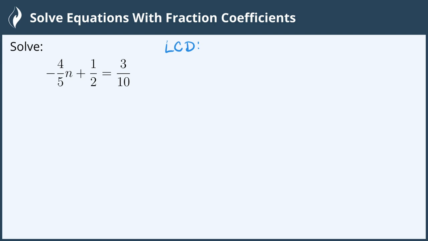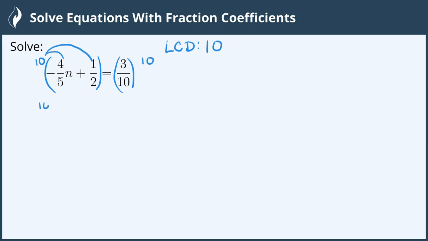With the denominators of 5, 2, and 10, the lowest common denominator is 10. And we can take this and multiply it to both sides of the equation. By multiplying both sides by 10, it doesn't change the equal sign since we've done it on both sides, keeping it balanced. On the left side, we'll need to distribute the 10 into both of these terms, making the lowest common denominator multiplied to every single term.